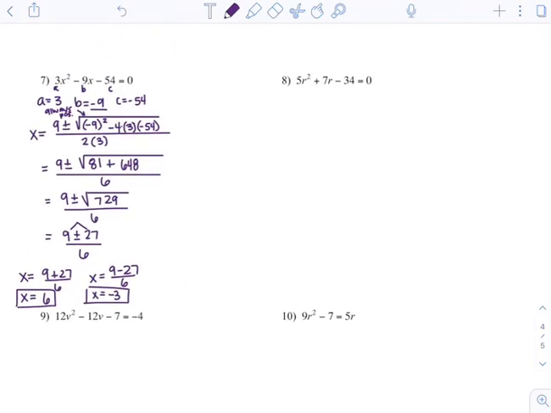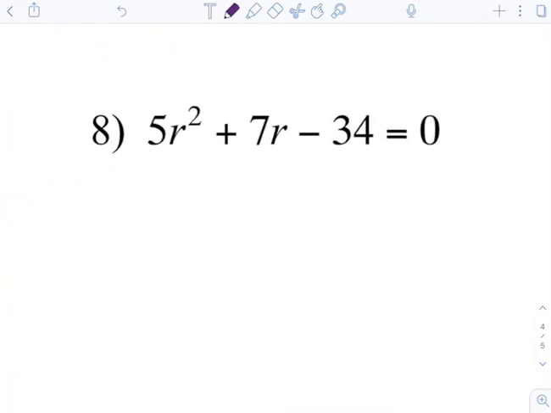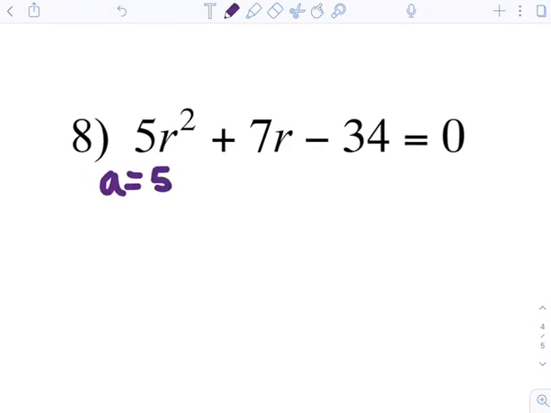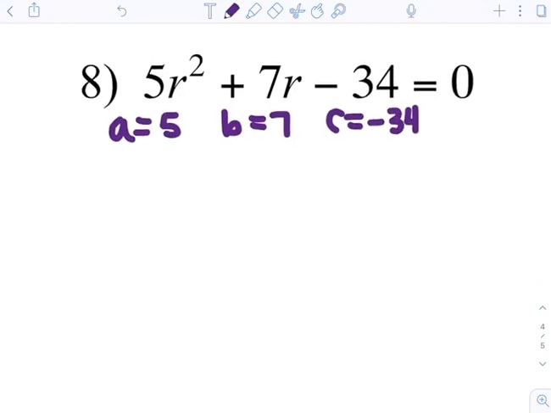Okay. So in number 8, it's already set up nicely for me. It's already set equal to 0. So I'm going to identify my A, B, and C. So A equals 5, B equals 7, and C equals negative 34. Okay, and I'm going to plug it into the quadratic formula. So now instead of x equals, I'm going to use r equals because that's my variable.